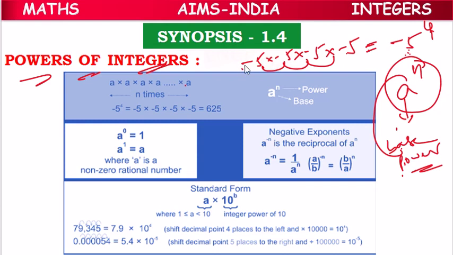Okay. Minus into minus, plus. Plus into minus, minus. Minus into minus, plus. 5 times 5 is 25, 25 times 5 is 125, 125 times 5 is 625. So the value is plus 625.